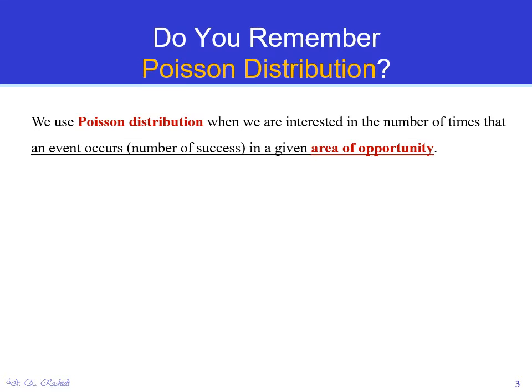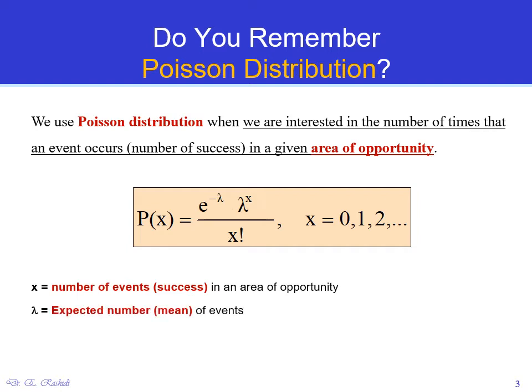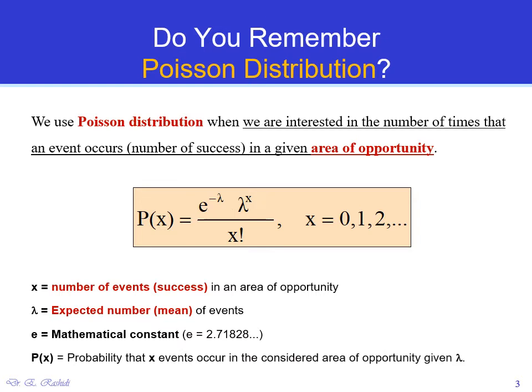The formula for computing the probability of X if it follows a Poisson distribution is as follows. Here, X is the number of successes in a given area of opportunity. Lambda is the expected number, or the average number of successes or events. e is the mathematical constant, and P of X is the probability that X number of events, or X number of successes, would occur considering the area of opportunity and given that we have lambda number of events or successes.